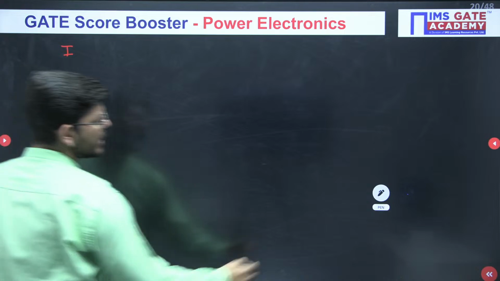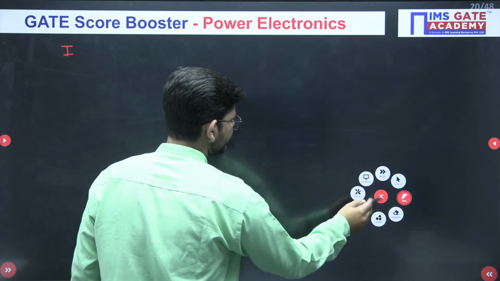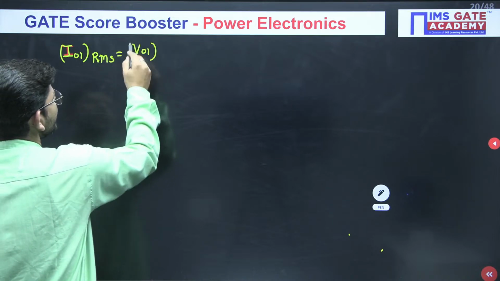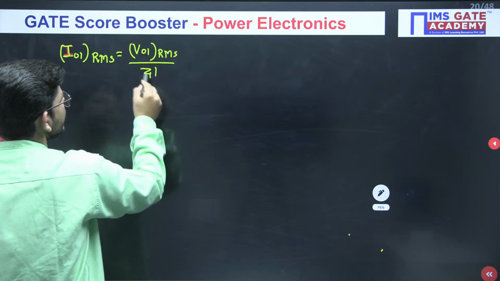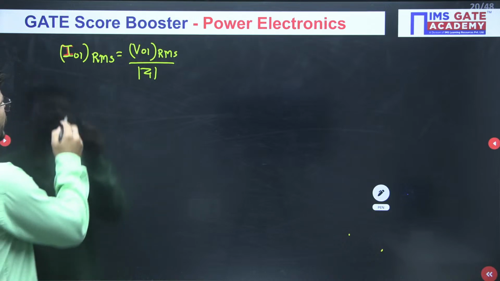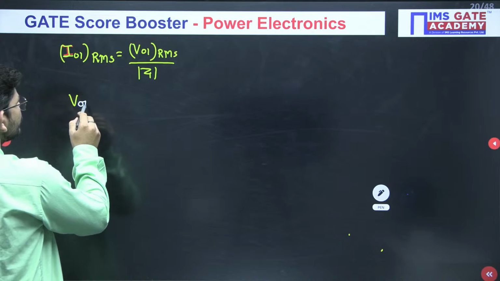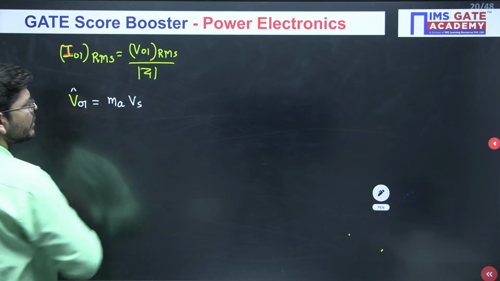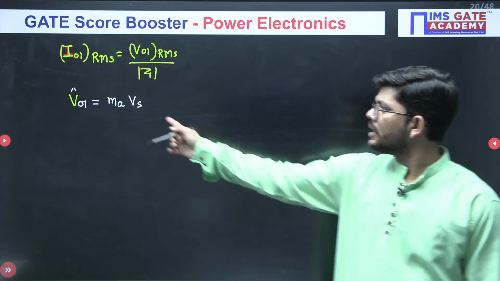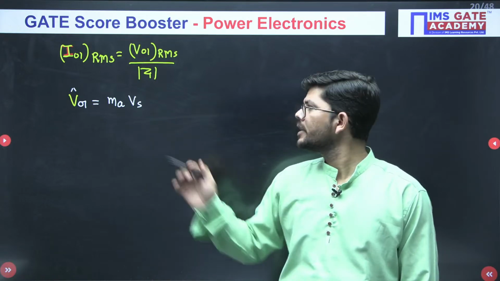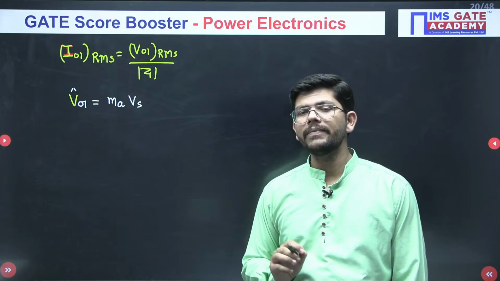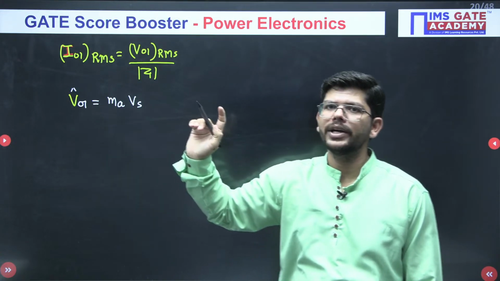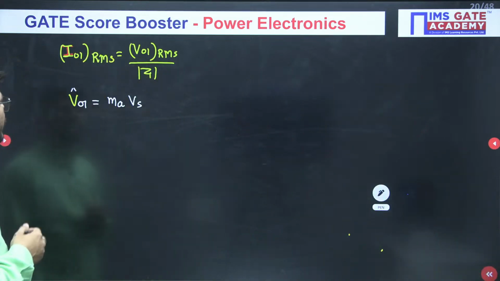If we have to find the fundamental RMS current, it will be the fundamental RMS voltage divided by the fundamental impedance. So we need these two quantities. Now how to find the fundamental output voltage? This will equal M_A times Vs, the modulation index times Vs, for a single phase full bridge inverter. If it is a half bridge inverter, we write Vs by 2 here. If it is a 3-phase converter, we calculate the peak to peak line voltage and write root 3 M_A Vs by 2. But we have a single phase full bridge inverter, so this is the formula we use.